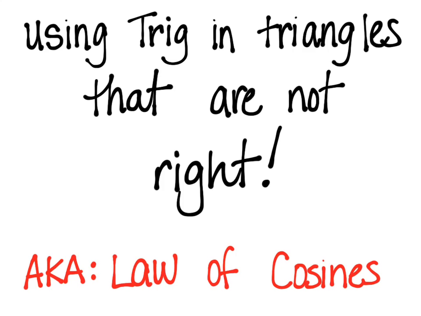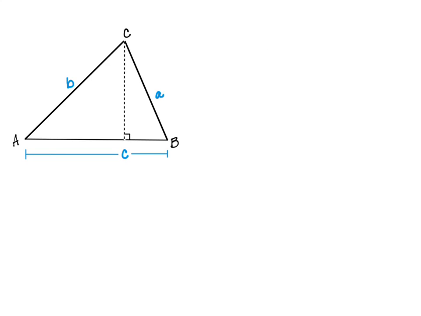This is a lesson about using trig in triangles that are not right, also known as the law of cosines. We're going to start off here with a triangle that's not right, triangle ABC. And in this triangle, I'm going to drop the altitude. And it's important because that altitude creates two triangles that are right triangles. But again, I'm starting off with a triangle that's not right.